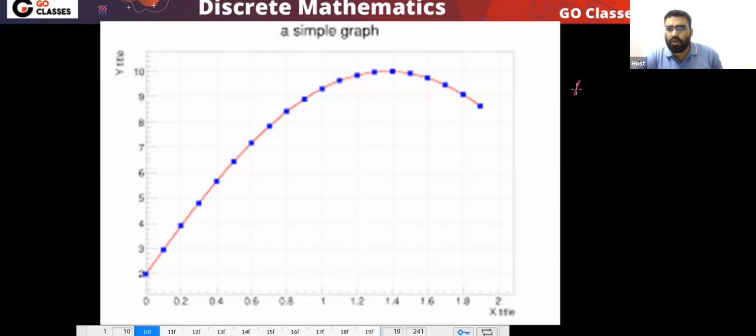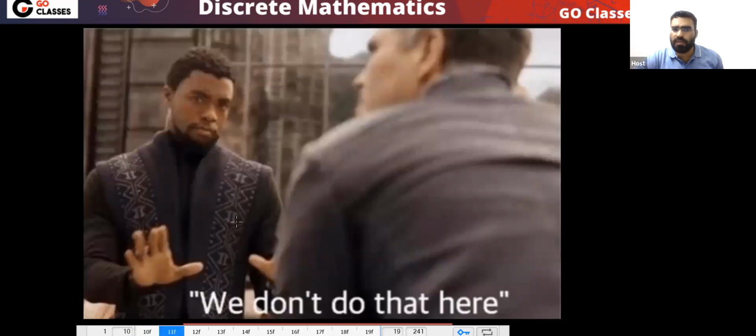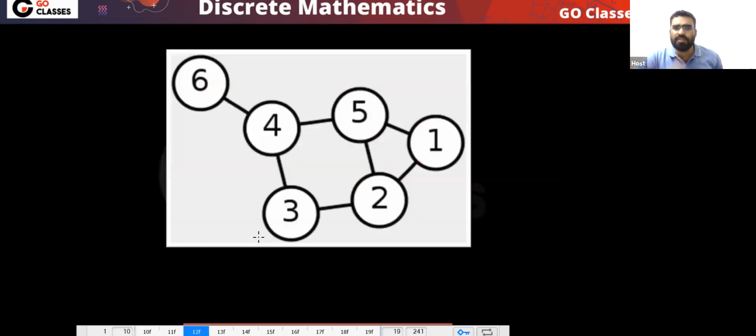These graphs are basically called plots. You have some data and you are plotting that data. This type of graph is called a plot, and we will not study it. So what will we study? For us, this is a graph. This is what we will study.